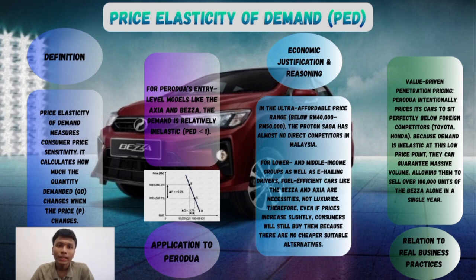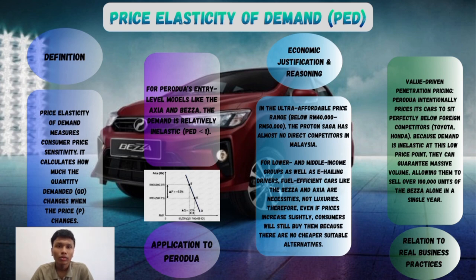This means that even if the price increases slightly, the quantity demanded will not decrease significantly because consumers still need this car. There are several economic reasons behind this situation. First, there is a lack of direct alternatives in the affordable car segment in Malaysia. For cars below 40,000 to 50,000 ringgit, consumers have very limited choice besides Proton Saga or Proton Persona or Iriz, because most foreign brands such as Toyota or Honda sell cars at much higher prices, making them less affordable for lower and middle income consumers.